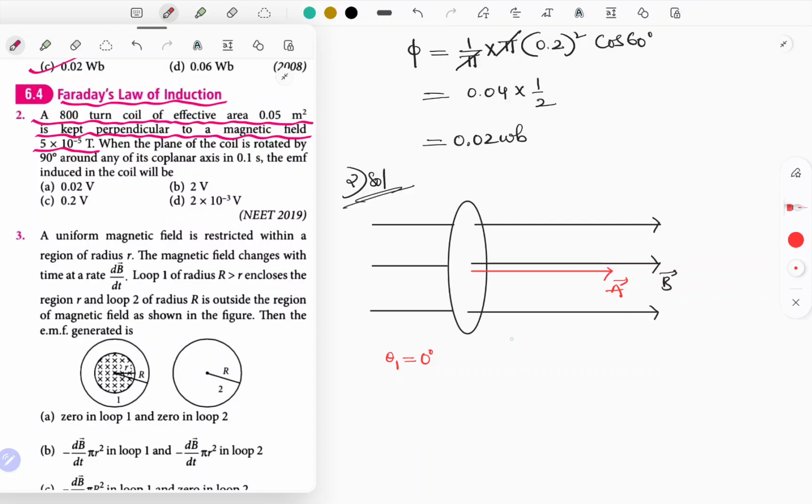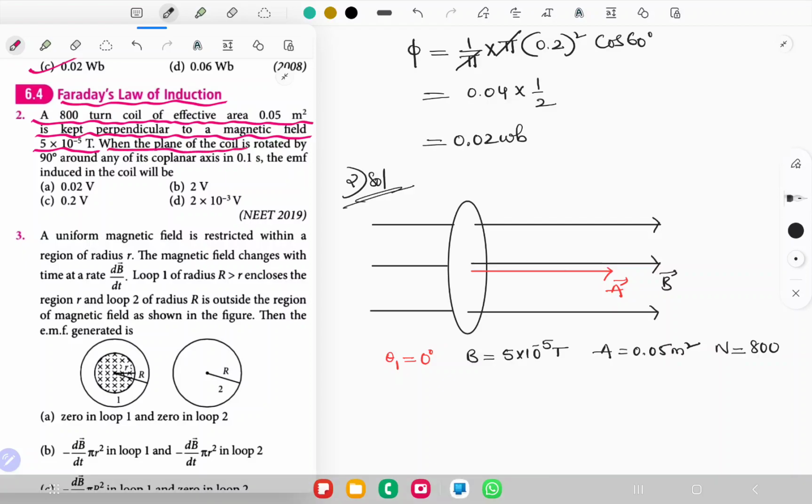Okay. They gave values of magnetic field and area also. Magnetic field is equal to 5 into 10 power minus 5 Tesla. Area is equal to 0.05 meter square and number of turns. We didn't have only one coil, we have so many turns. That is 800 number of coils.